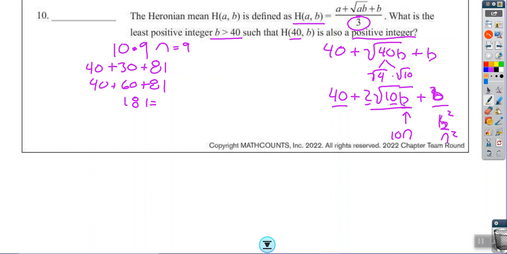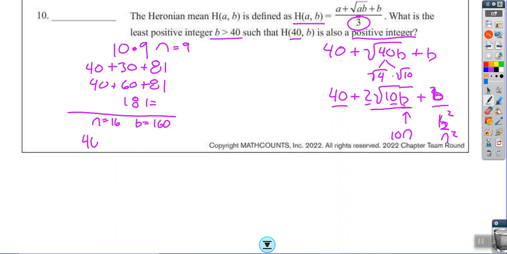What else could we try? Let's try 16, because 16 is a square number, right? Okay, so we're going to say n in this case is 16. So if n is 16, then b would be equal to 16 times 10, right? So that would be 160.